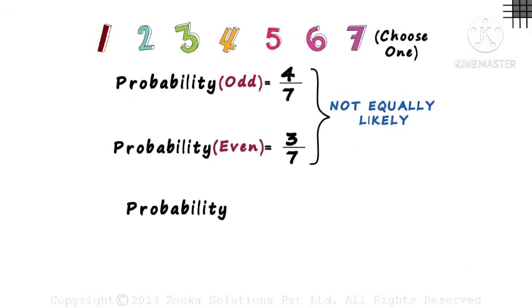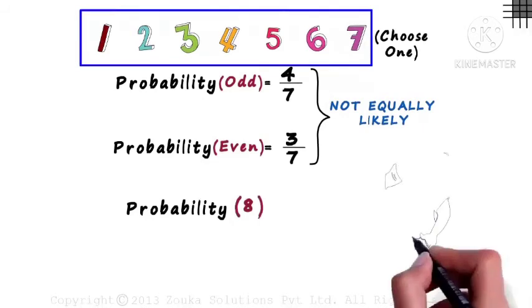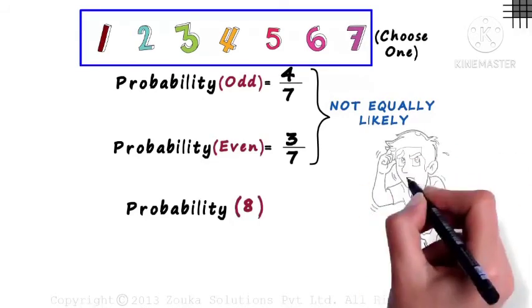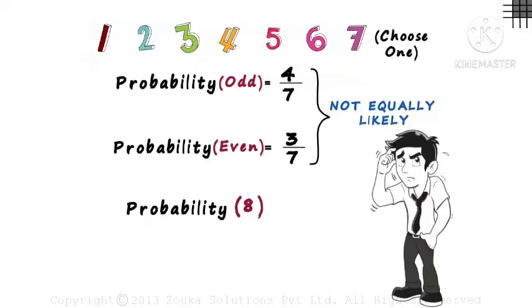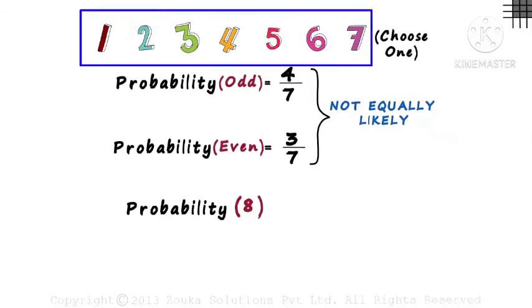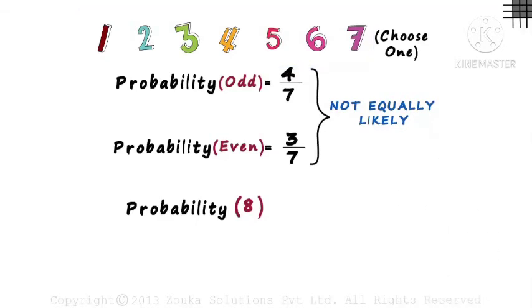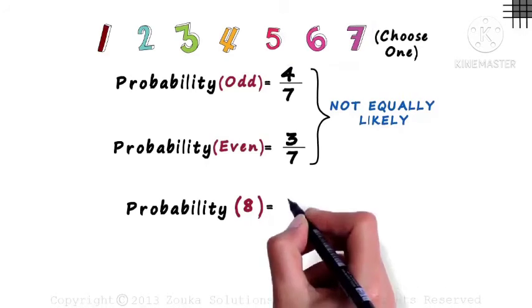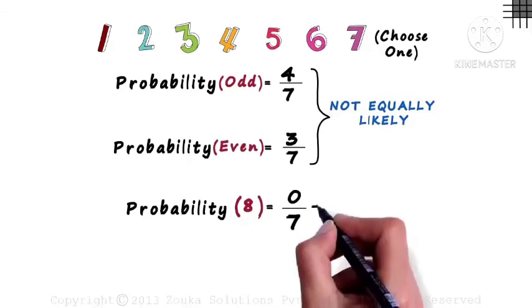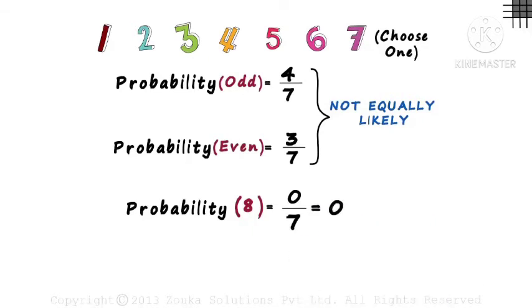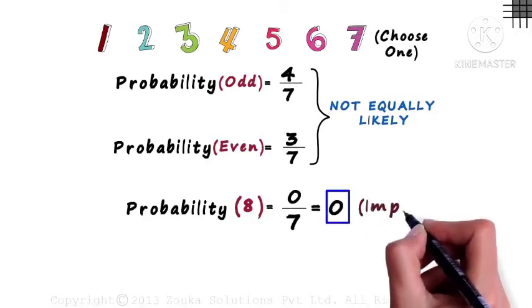What would be the probability of getting an 8 if we choose a random number from these 7 numbers? That's weird, huh? Do we see an 8 anywhere in the set? No, 8 is not part of the set. Getting an 8 is impossible because it does not exist in our set. So how many ways in which we can get an 8? Well, there are 0 ways. And the total possibilities are still 7. And 0 by 7 is 0. We say that probability is 0 or impossible.